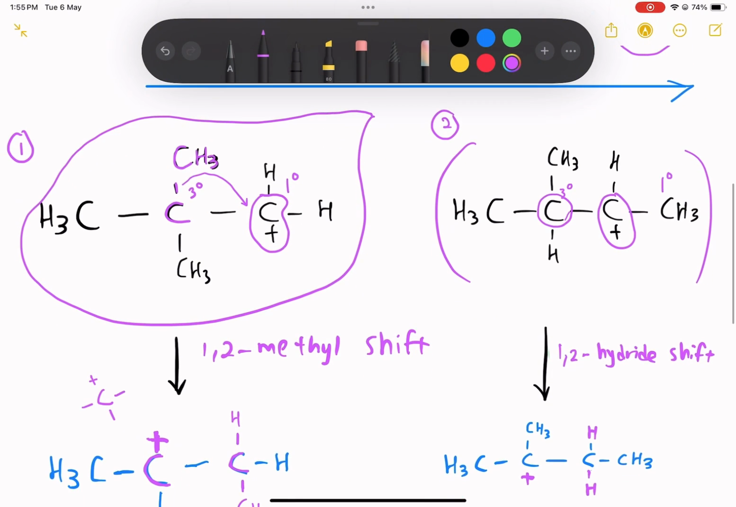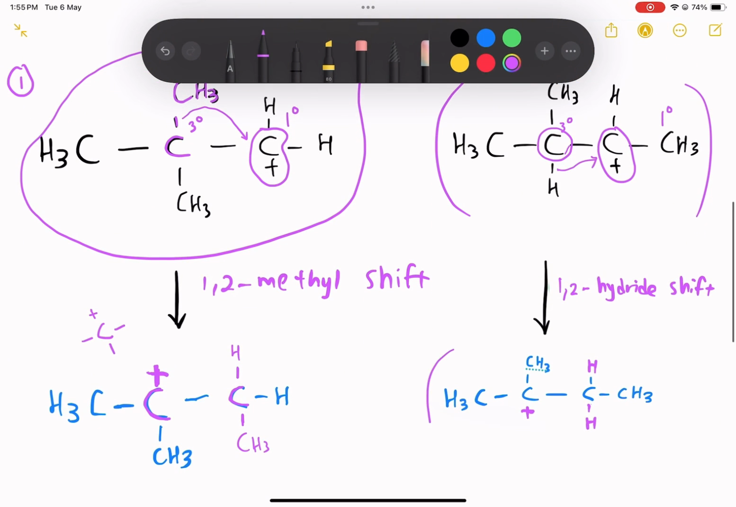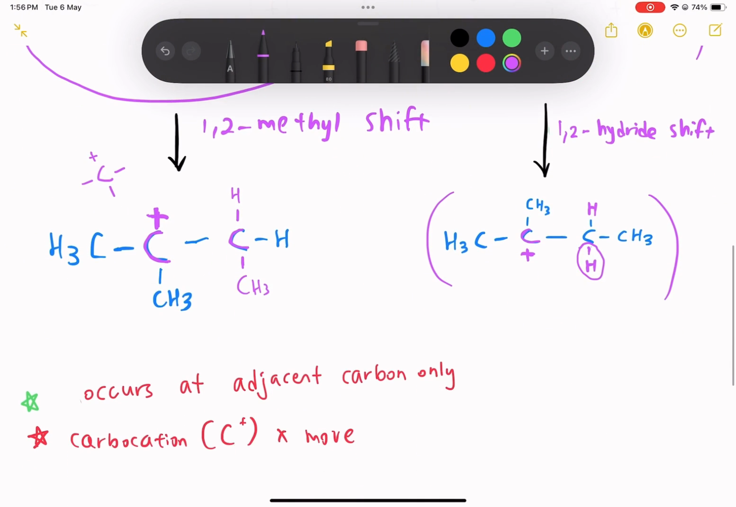So what it will do is that there will be a 1,2 hydride shift, whereby this hydrogen will go over here to form something like this. H is already shifted to here, but this carbon will have a formal charge of positive 1 because it does not have a complete octet rule.